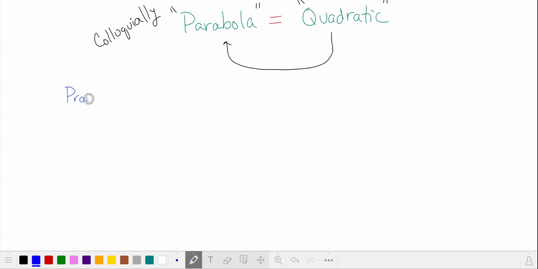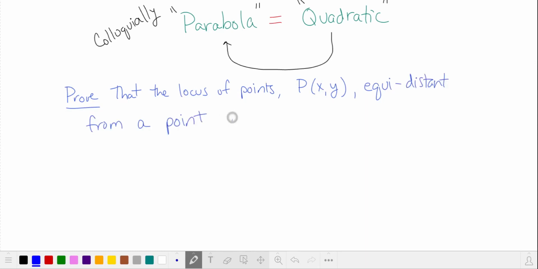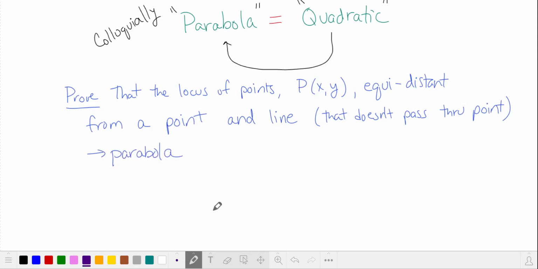Now I'm going to prove that the locus of points represented by a point P that are equally distant from a point and a line that doesn't pass through the point forms a shape that is a parabola. Since the parabola is the graph of a quadratic expression, it suffices to show that these points satisfy an equation that looks like this. When we expand this squared binomial, our highest power of x is going to be x squared, so this is a quadratic.